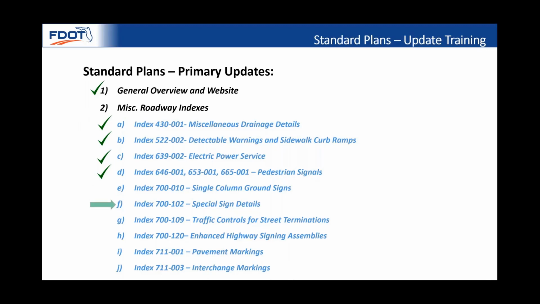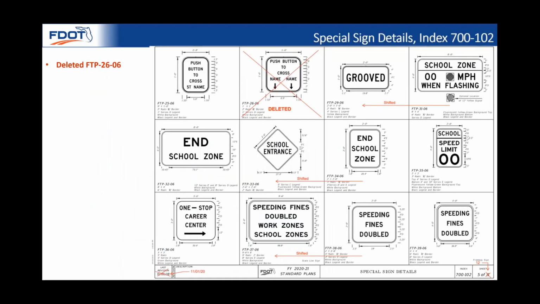Next index we're going to cover is index 700-102, special sign details. We made quite a few changes to this index 700-102. We added some new signs to the index with these updates, but we also deleted this one sign, FTP-26-06, because it would not meet the requirements for the sign face to be parallel to the crossing direction. Therefore, we removed it from the standard plans.